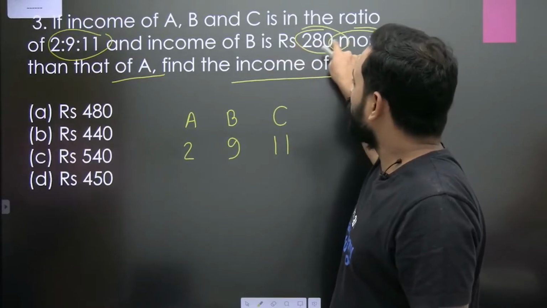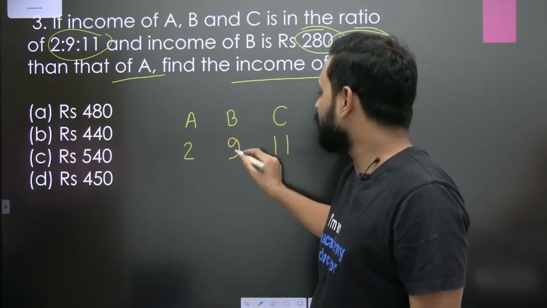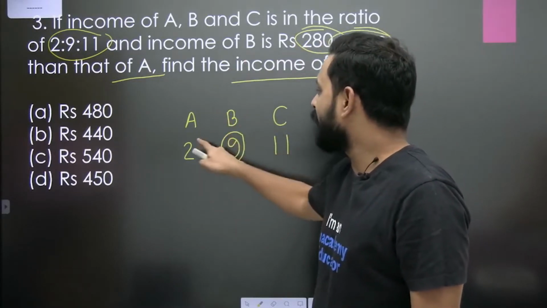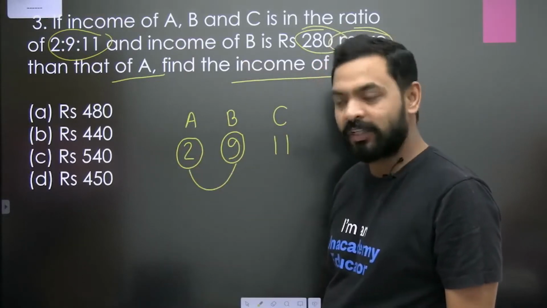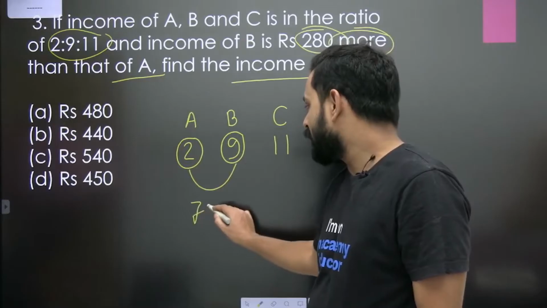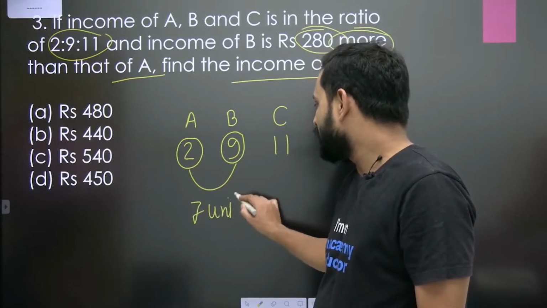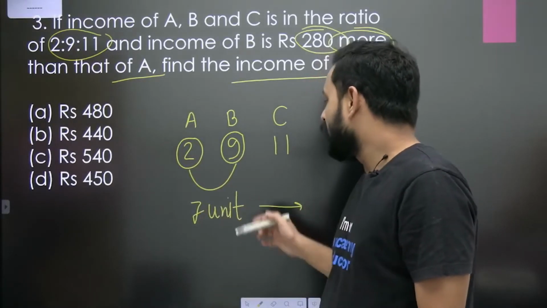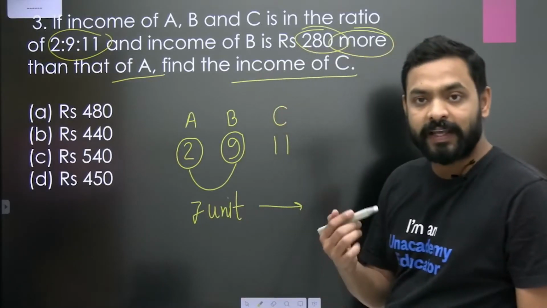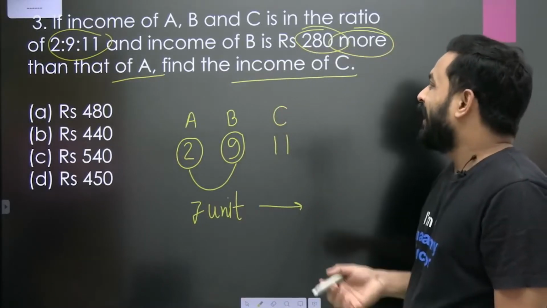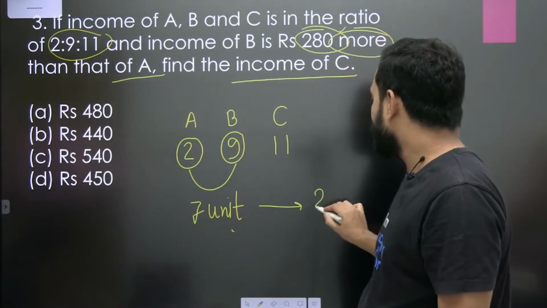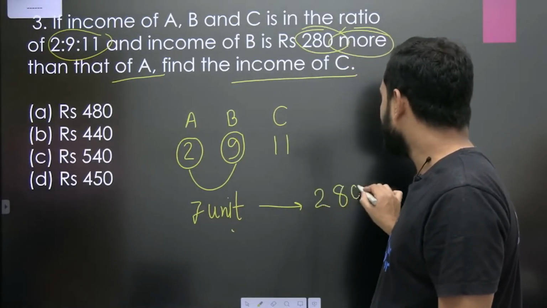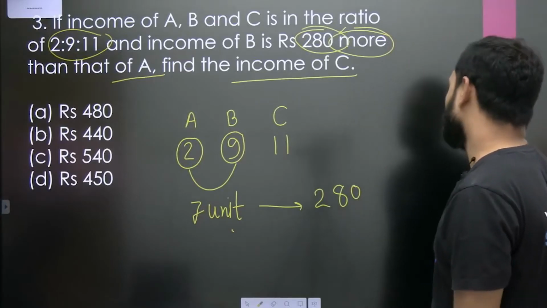B's income is 280 more than that of A. So B's income is 9 units and A's income is 2 units. What's the difference between these two? 7 units is the difference between B's income and A's income in terms of ratios. And what is the actual value? The difference comes out to be 280. So 7 units comes out to be 280.